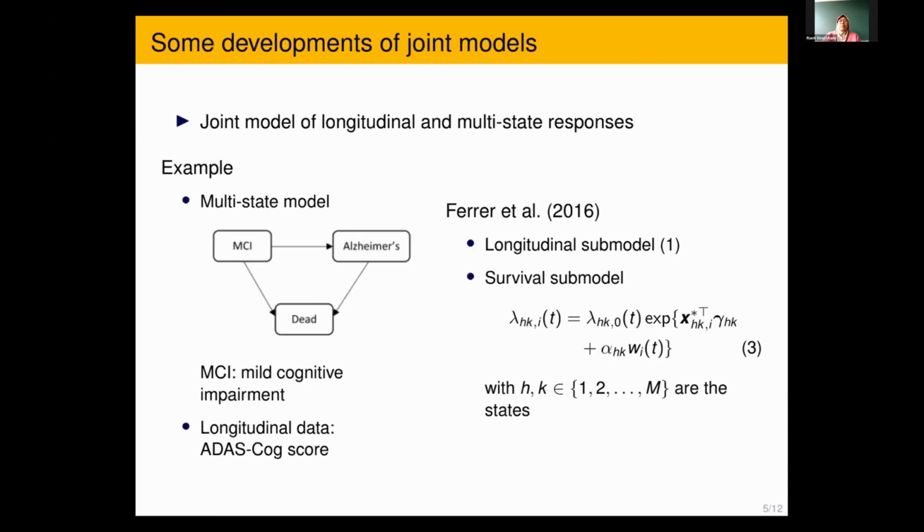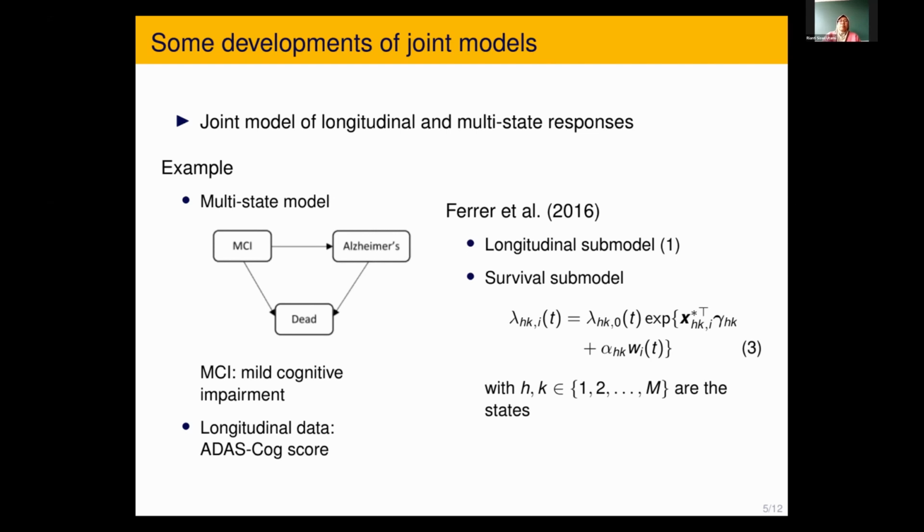Here are some developments of joint models. This one is joint model of longitudinal and multi-state responses. It allows for multi-event in the survival submodel. For example, in the Alzheimer's study, if we are not only interested in the risk of Alzheimer's among patients with mild cognitive impairment or MCI, but also in the risk of death from Alzheimer's or other cause, we can use this joint multi-state model where the longitudinal data is still the same, which is the ADAS-Cog score.